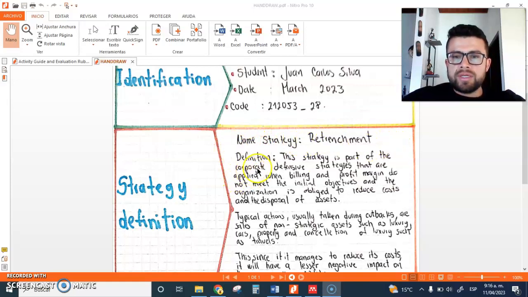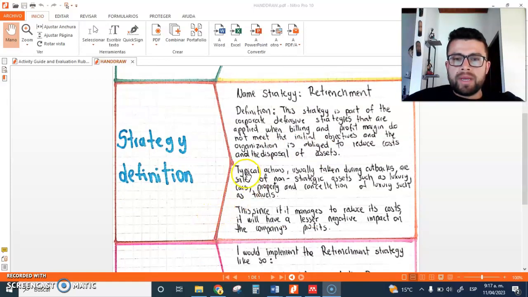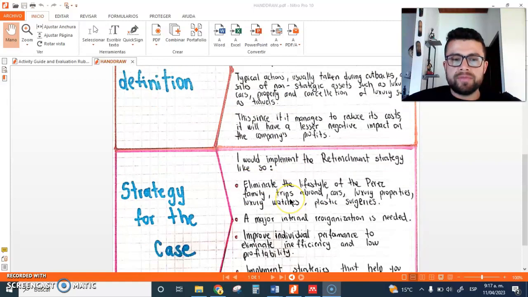Definition. This strategy is part of the corporate defensive strategies that are applied when the profit margin does not meet the initial objectives and the organization is obligated to reduce costs and dispose of assets. Typical actions usually taken are sales of non-strategic assets such as luxury cars and property, and cancellation of luxury travel. If managed to reduce the cost, it will otherwise have a negative impact on the company's profits.